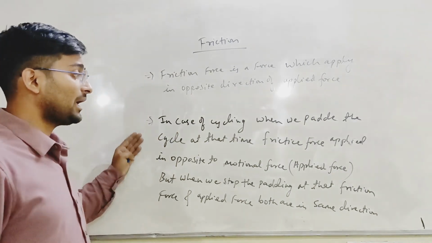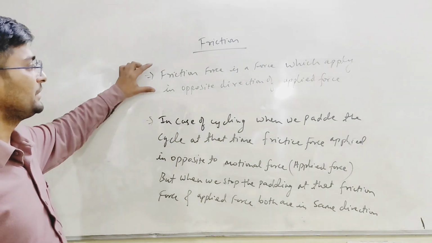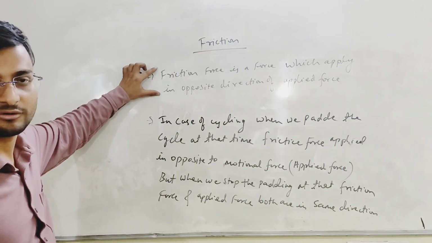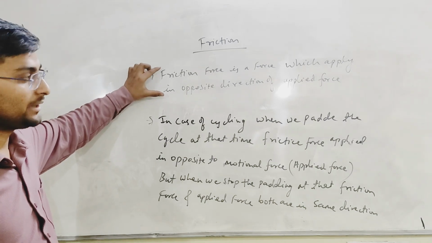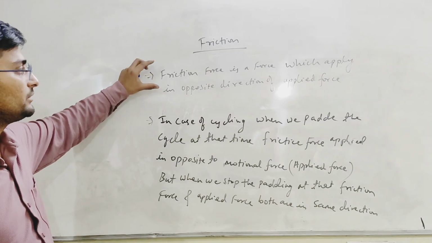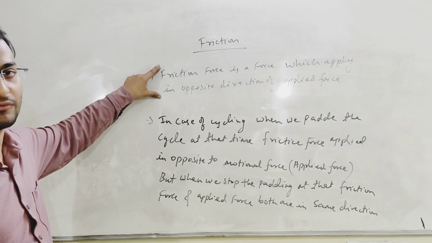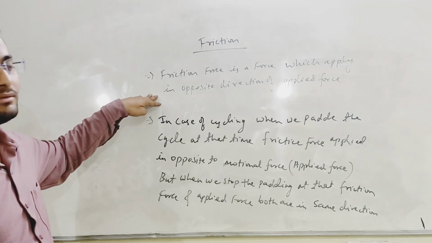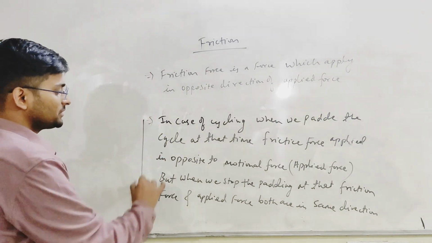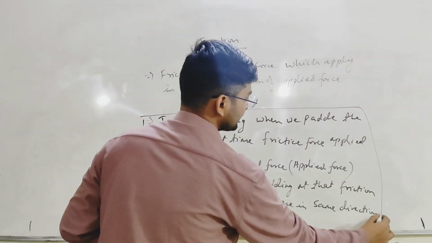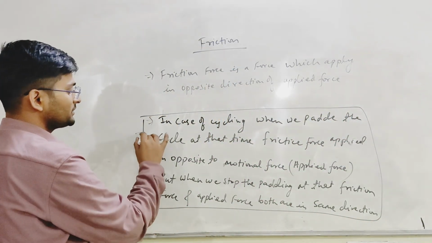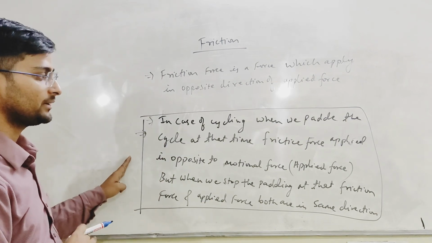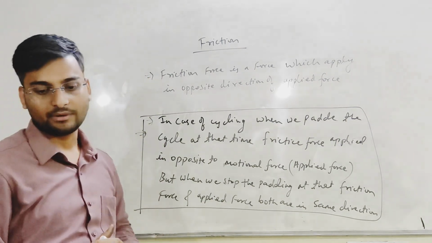But this is the application part of friction. When we talk about friction, this is the main definition of friction, right? So this time I consider this definition for friction and solve some numericals and types of friction also, and we further consider these things with the example of cycling. What happens and why this is valid in case of cycling. So firstly we consider this one, right?